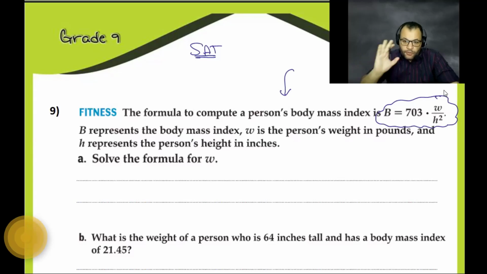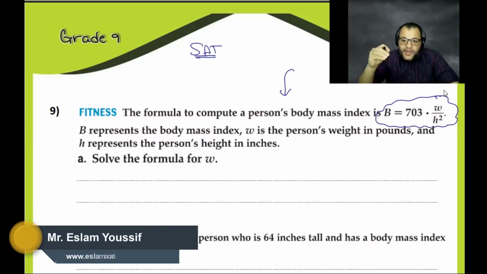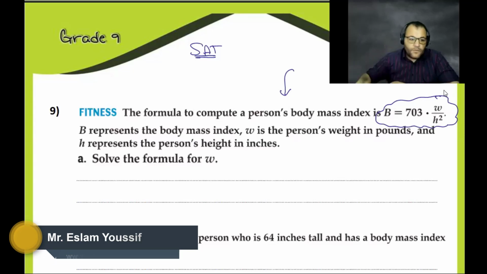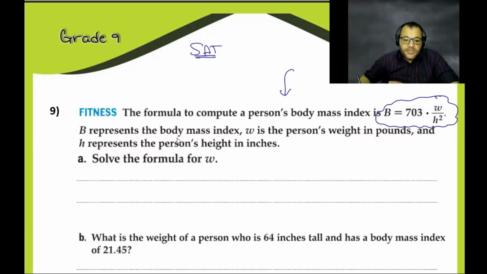I will give you a formula. It will be given in the question, any formula. Where P represents the body mass, W represents the weight and H represents the height. We need to solve this formula. I just converted the equation to be a problem solving. We need to solve for W. How are we going to solve for W?